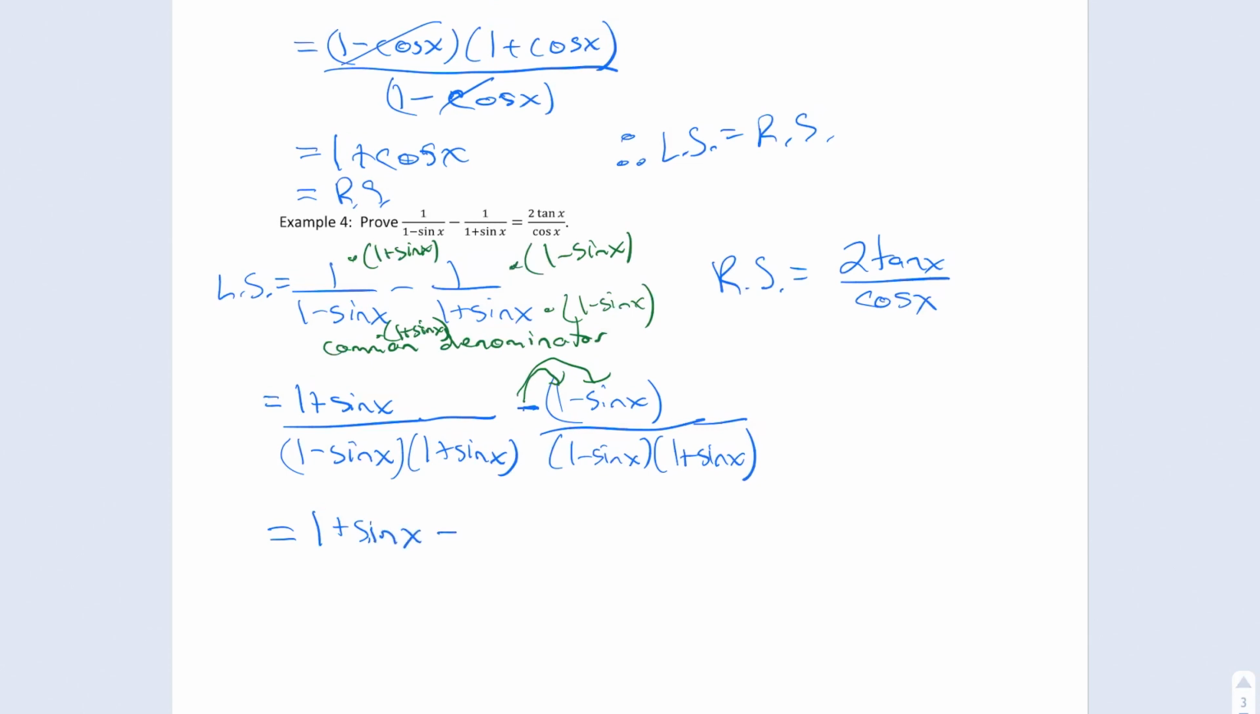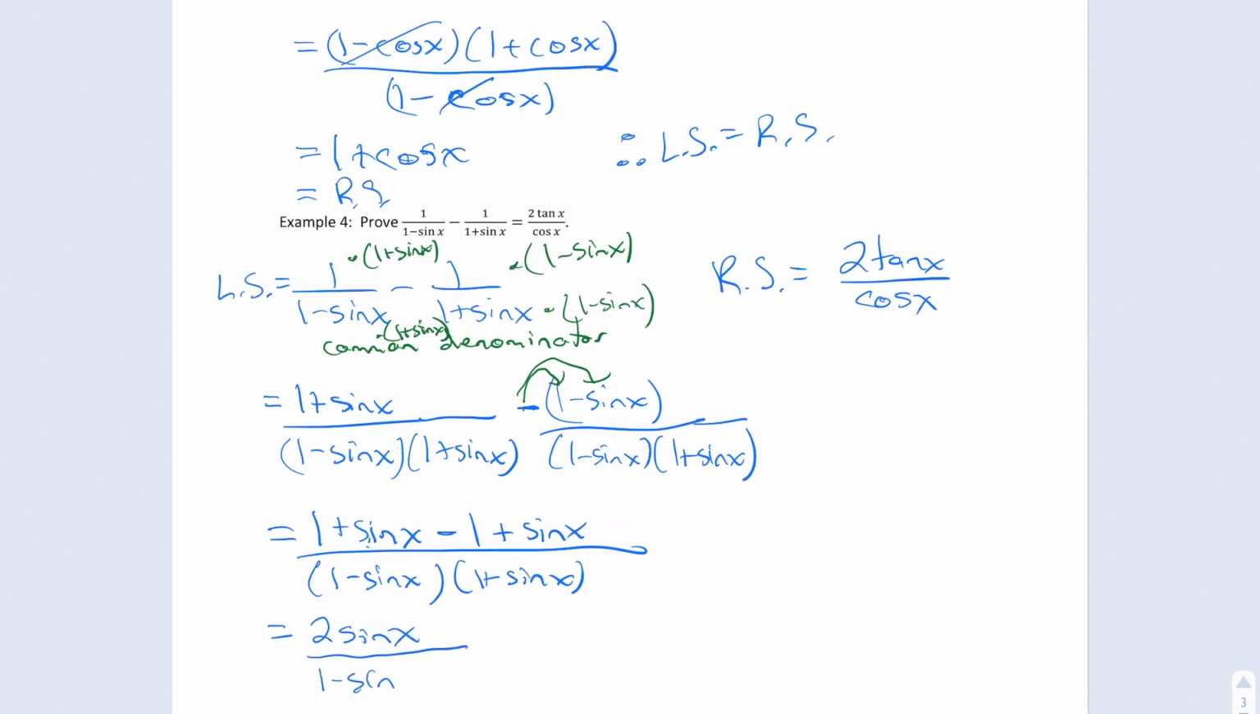So I'll rewrite it: 1 plus sine x, and then minus 1, and then plus sine x, and all of that over (1 minus sine x) times (1 plus sine x). So I can simplify the numerator, and at this point we can look to the right side of the equation. You notice that the right side has cos, so ultimately I'm going to have to make something into cos, but let's just simplify the numerator. I have 1 minus 1, so that's gone, and then sine plus sine, so I end up with 2 sine x. And in the denominator, I've got (1 minus sine x) times (1 plus sine x).